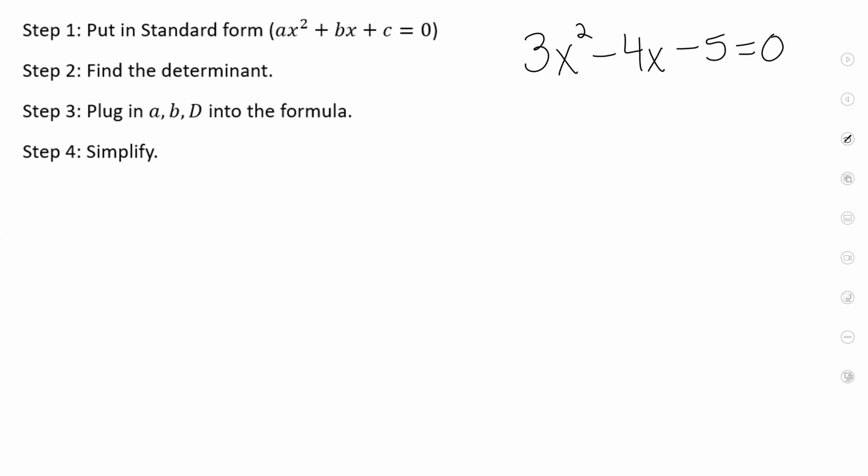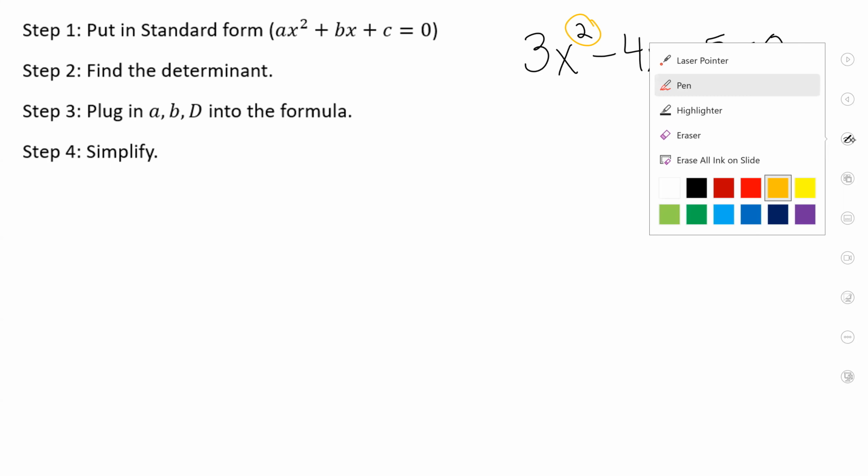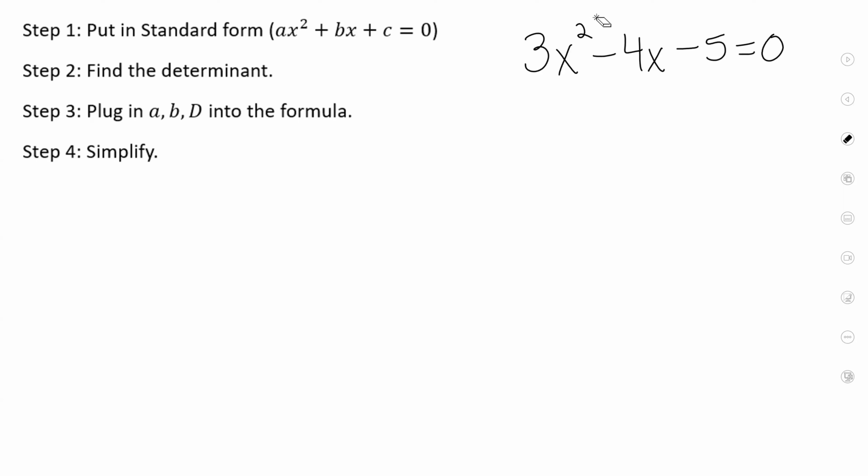This is a quadratic equation. Quadratic equations have a squared on them, okay? So this is a quadratic equation. We're going to use the quadratic formula. So step number 1 is to put it in standard form. Is this already in standard form? Perfect. Let's move on to step 2.